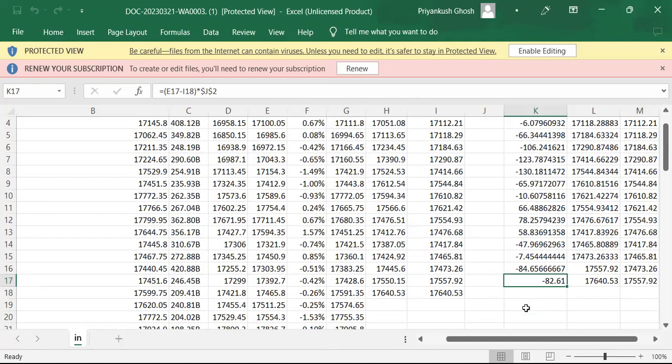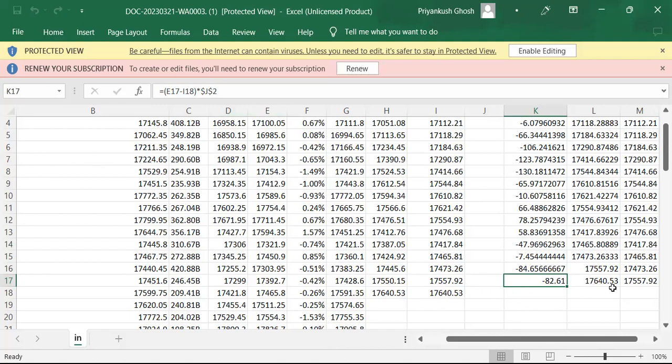Okay. So say yesterday the market moving average was 5. Today the market's moving average is 7. So this particular column, this value here represents 7 minus 5, 2. Okay, so now see here. So what is this E17 minus I18 into J2? Okay, so what is this? E17 is 17,392.7 minus 17,640.53 into J2. 17,392 is less than 17,640, right? So that's why negative. So minus 82.61.